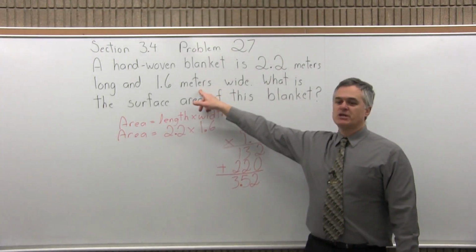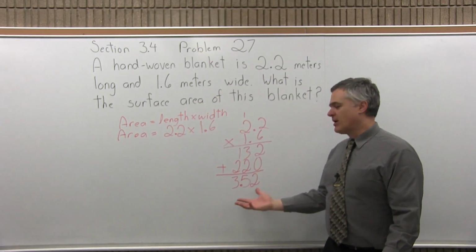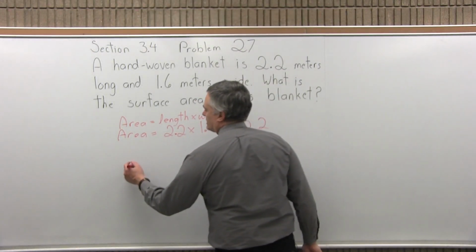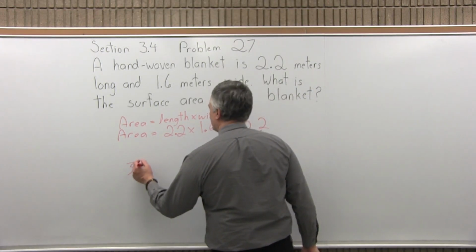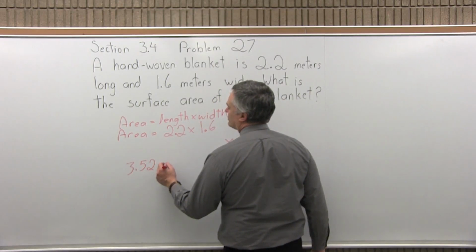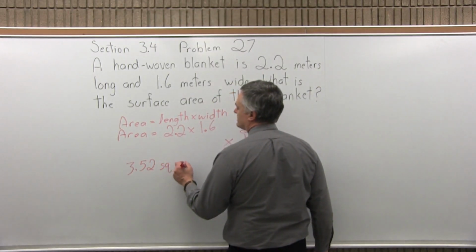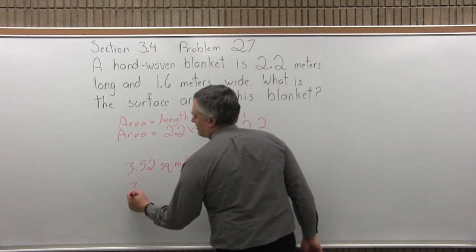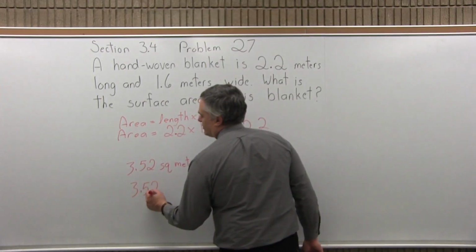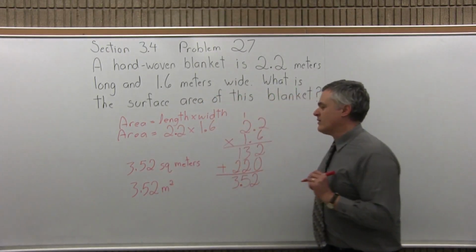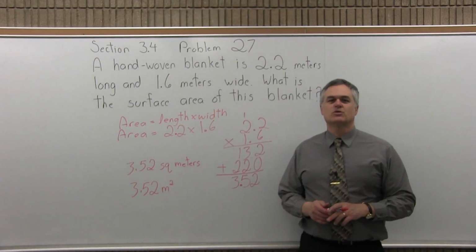Now, again, this is an application problem. It involves units of measure, so I can't just state a number. I have to give the number with the correct units of measure. So my answer is 3.52. It's not 3.52 meters because its area is 3.52 square meters, which you can write out like this, or a pretty standard abbreviation. A lot of people write it that way. Either way, 3.52 square meters.